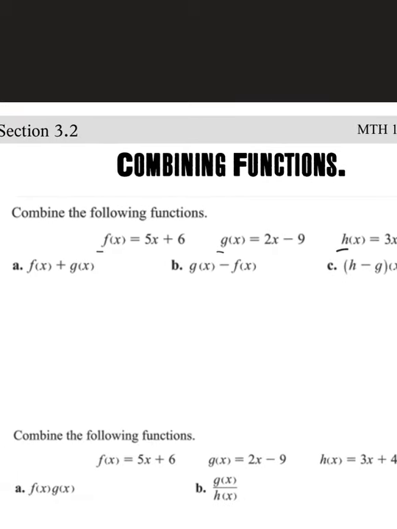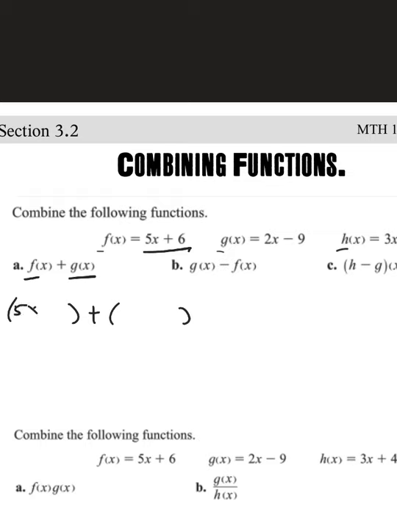For instance, A, we're going to be combining functions. They want us to combine f of x with g of x. So what I'm going to be doing is replacing f of x with 5x plus 6 and g of x with 2x minus 9.